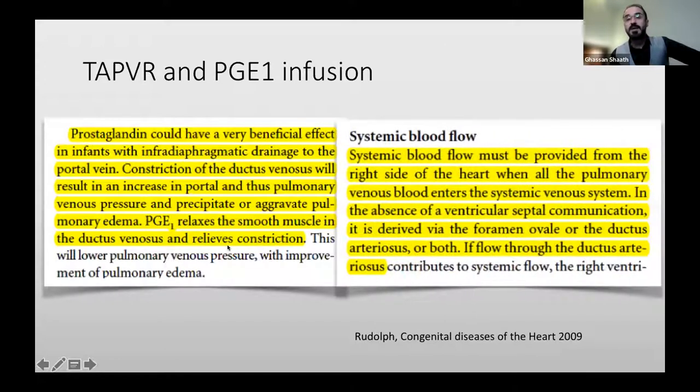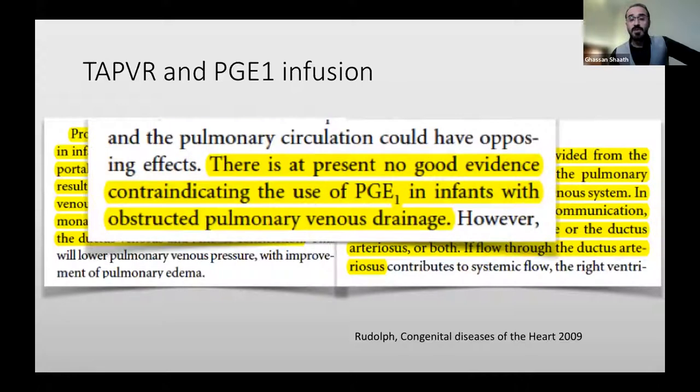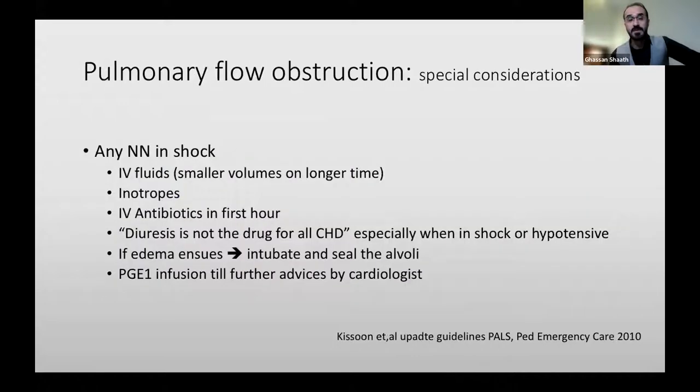In the same way, opening the ductus arteriosus would revive the systemic blood flow from the obstruction in the pulmonary vascular bed in order to improve the systemic flow. So in that reference, there is at present no good evidence contraindicating the use of prostaglandin in infants with obstructed pulmonary venous drainage.